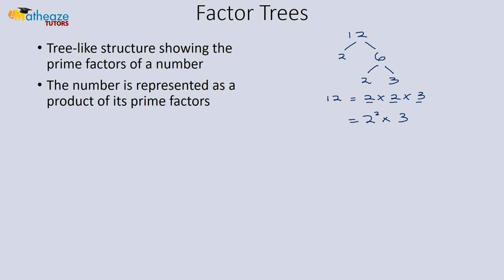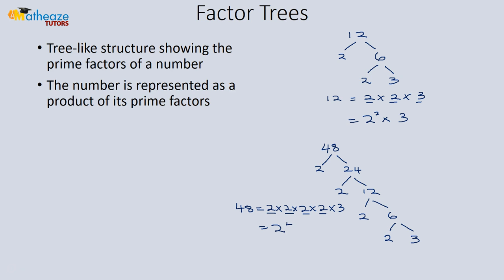Now, let's look at another example. Let's try 48. So we're going to create our factor tree here, 2, and then we have 24. So 2 times 24 is 48. Now we break this up again, 2 and 12. We break this up again, 2 and 6. We break this up again, we have 2 and 3. So what we see here is 48 is 2 times 2 times 2 times 2 times 3. And so we see 1, 2, 3, 4, so 2 appears 4 times, times 3.